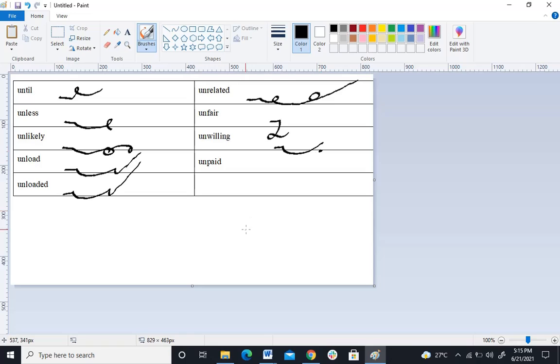Unwilling. So, bakit L lang yung will? Brief form po yan. Will and well, L. It's a brief form. Okay? So, this is another brief form derivative, yung unwilling. Unpaid. Saglit, check ko. Okay? So, yan yung ating mga un-words.